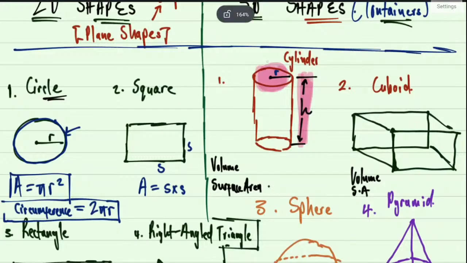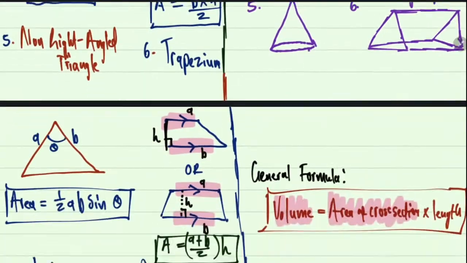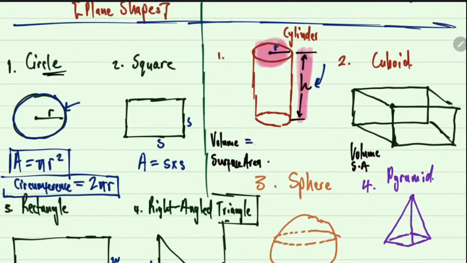So what is the cross-section? It's a circle. What is the formula for area of a circle? Pi r squared. Now you should multiply that by the length, which in this case the length is height. So we say volume for this cylinder is pi r squared, the cross-section, then you multiply height, the length. That's how you get volume.